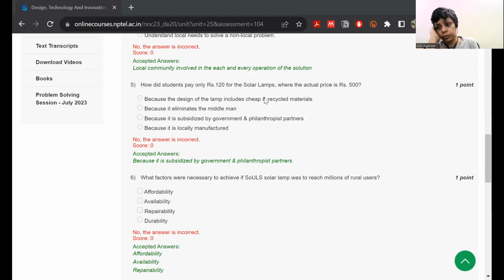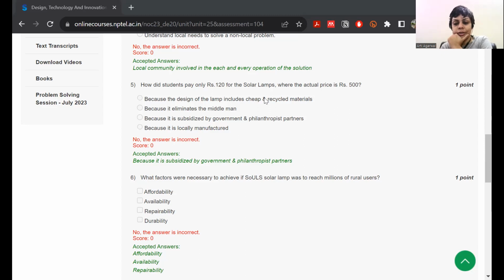That is also true. So the people who were involved in distributing the lamp to the remote areas or the villages were eliminated because the production process itself became local. So the middleman was no longer required. So they obviously reduced that cost also. And you see, it was manufactured locally, so a lot of the materials were also local. The labor was also local. So they saved on a whole lot of costs there as well.